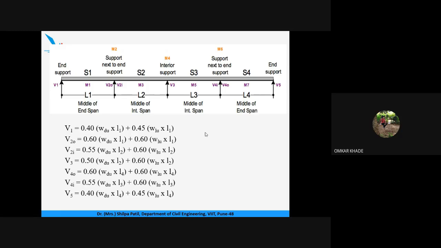Ma'am, if the length is different, then... Though the length is different, finally we have to consider the maximum value of moment for further calculation. So the support moment will not cause any problem for further design.